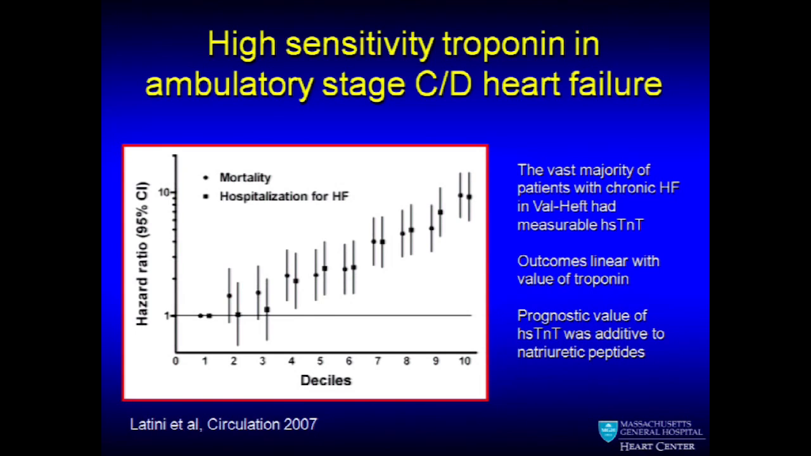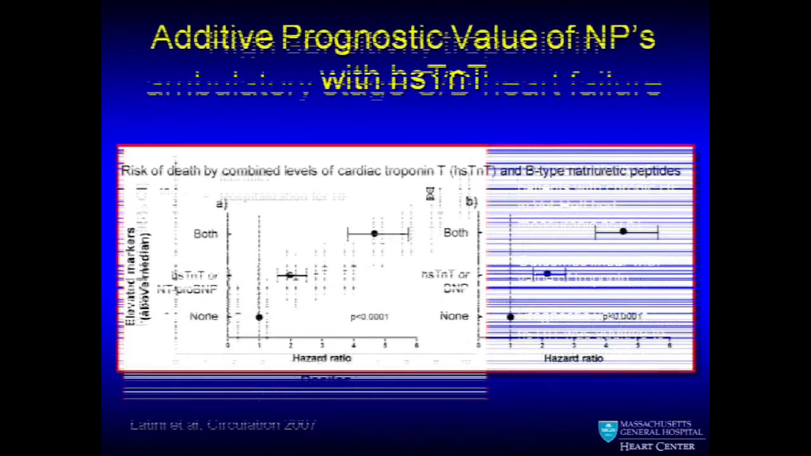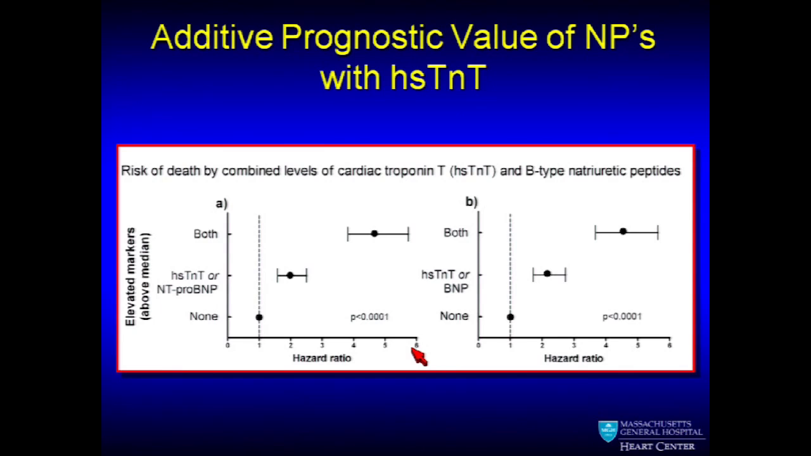So the vast majority were elevated, and the outcomes, that's what this slide is all about, with respect to the risk for mortality or heart failure hospitalization, were essentially linear with the concentration of troponin release in these ambulatory heart failure patients. The additive value of highly sensitive troponin above and beyond other prognostic measures, such as natriuretic peptides, was quite evident. So here in this point estimate slide, we see that if neither a natriuretic peptide or a troponin were elevated, the mortality was referent at 1. If either was elevated, there were intermediate risk. If both were elevated, the risk was higher for whatever outcome you want to look at, whether it's mortality on the left or heart failure hospitalization on the right.